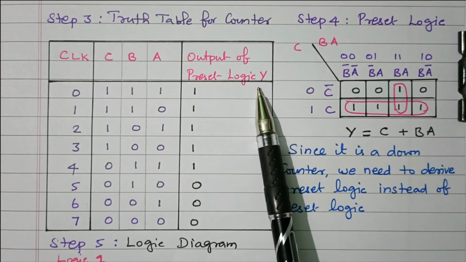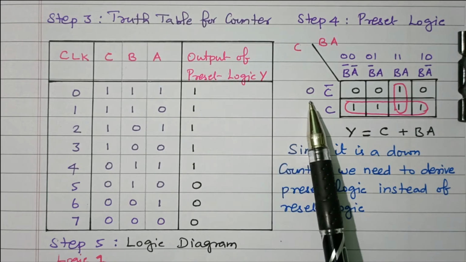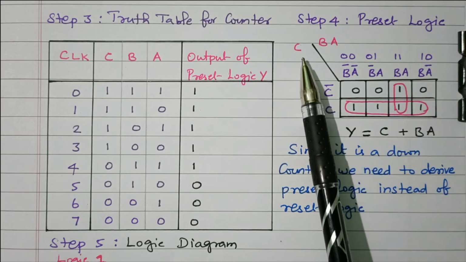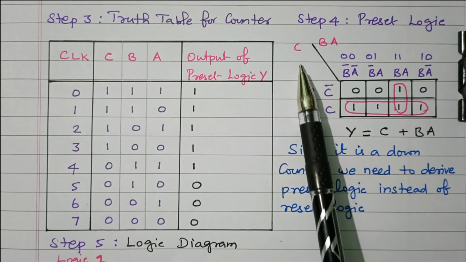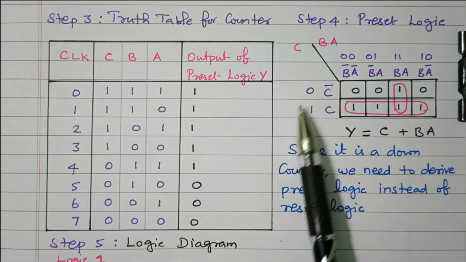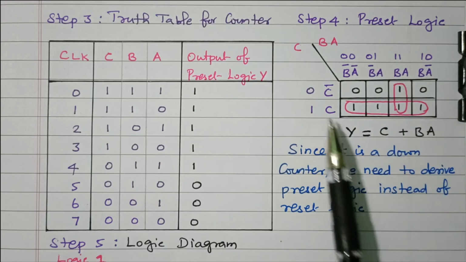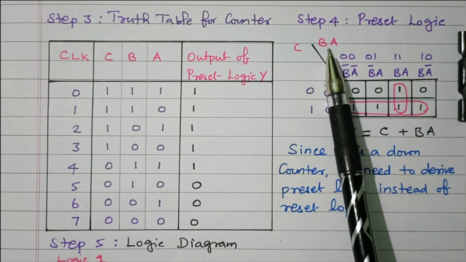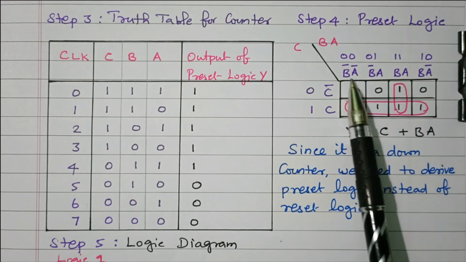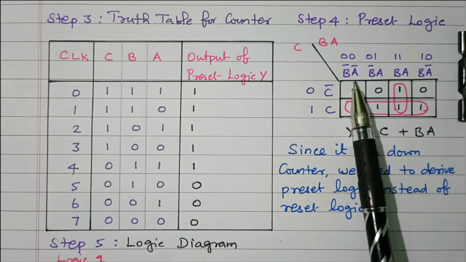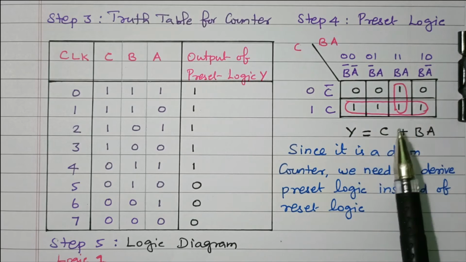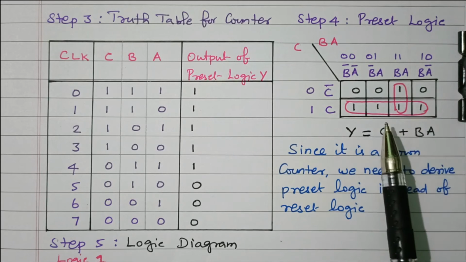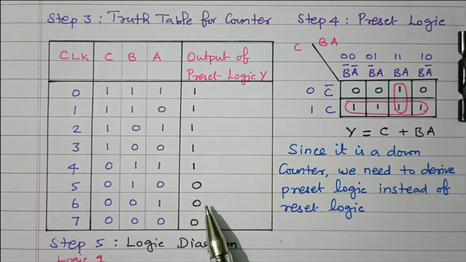Now we need to find the logical expression for this Y so that we can give this preset. For that we are going to use the Karnaugh map. There are three variables, so this is a three-variable K-map. C is represented vertically, BA horizontally. C is one variable with two possibilities, 0, 1: C bar, C. BA are two variables with four possibilities: 00, 01, 11, 10, that is B bar A bar, B bar A, BA, BA bar. Now we need to fill the columns. So from 0, 1, 2 is logical low.